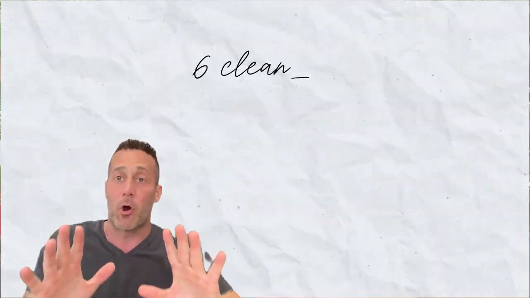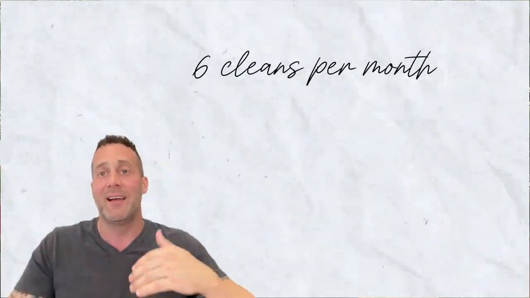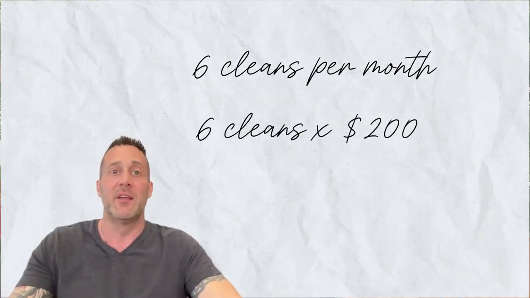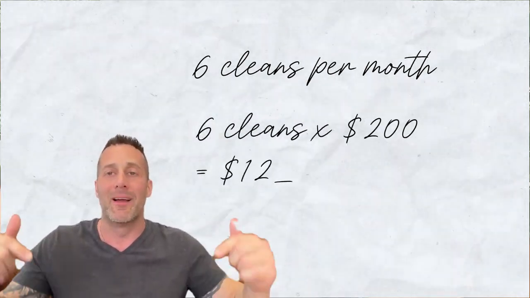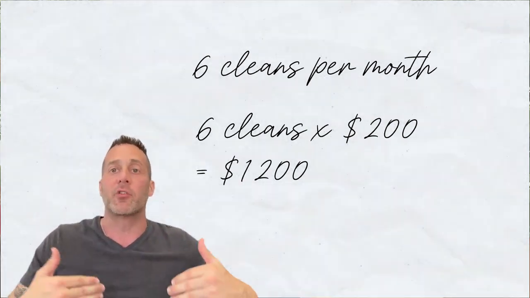Now picture this. If you have an average of 6 cleans per month, which is normal, every 3-4 days, think about this. 6 cleans times $200 savings, you are now $1,200 more in your pocket that you just saved by going with an hourly versus a company.